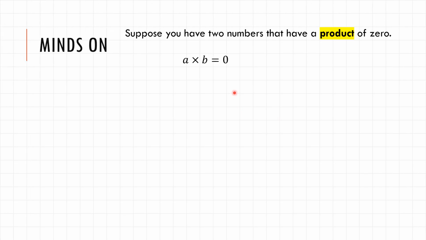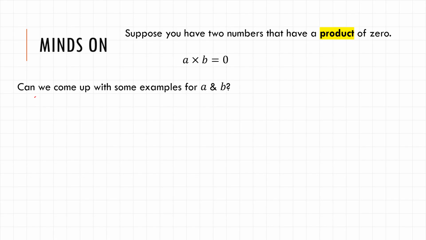To tackle that problem, we're going to look at a slightly different concept, and then we're going to go right back to it. Suppose you have two numbers that have a product of 0. That means two numbers that are multiplying together, and the answer is 0. Can you come up with some examples for this pair of numbers, A and B? Pause the video here and see if you can come up with some, and then resume it once you're ready.